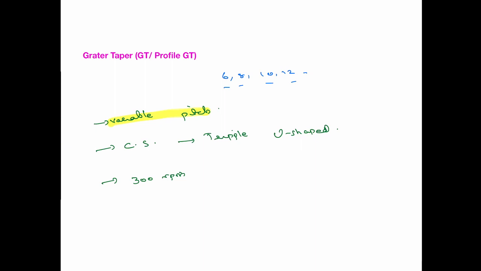So we studied three sets of instruments so far. What were they? One was Light Speed, nothing much there. Then we studied the Profile, which is series 29, and then the Greater Taper instrument, which is variable pitch. All three had the same cross section, a triple U shaped cross section. So that's about the first three instruments.